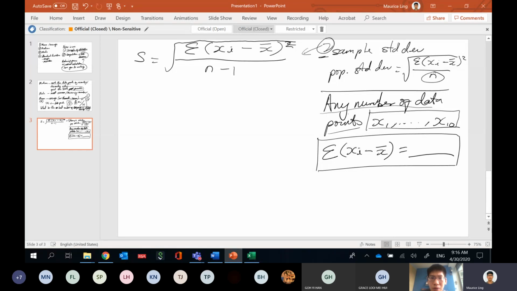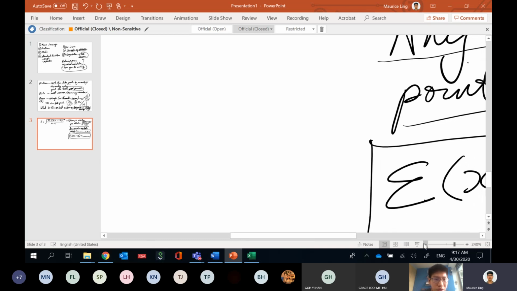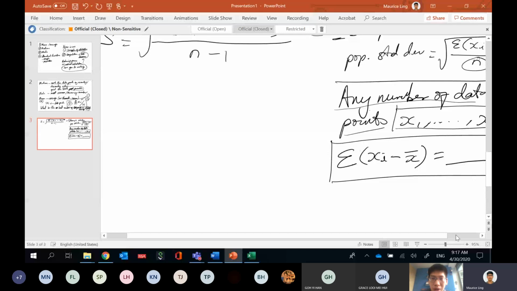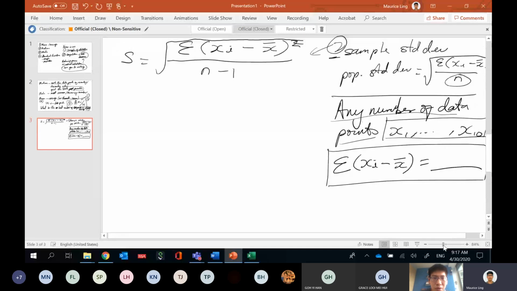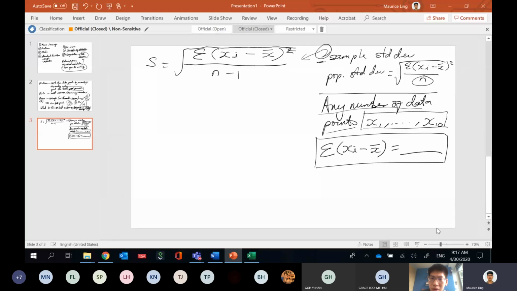Anyone want to give a try? So would it be the population size? No. The total? No. There's only one answer here. That's the thing. Okay, the answer is actually 0. Can anyone see why it is 0?